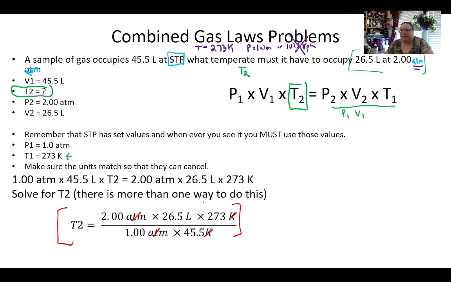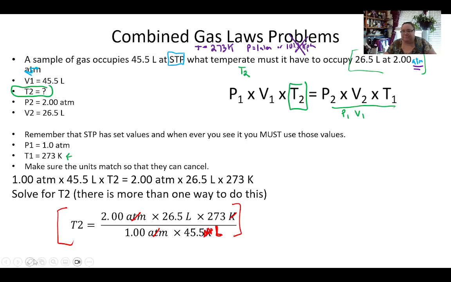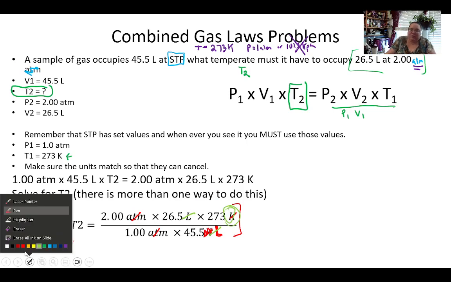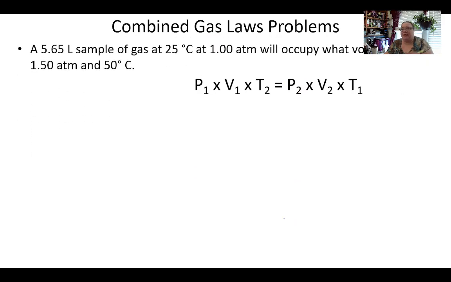What happened? Oh, that shouldn't be a Kelvin. 45.5 should be liters. Bad copy and paste, Miss Rains. So the liters cancels with liters, and we should be left with Kelvin. How did I know it had to be Kelvin? Well, it's asking for temperature. That's a benefit to writing those units with those numbers: they can help you catch mistakes. Okay, yay, good.